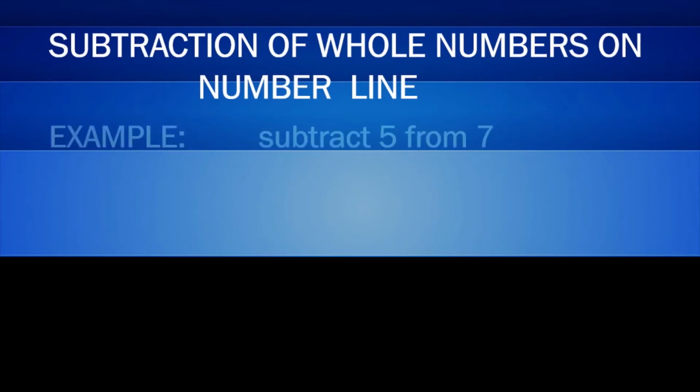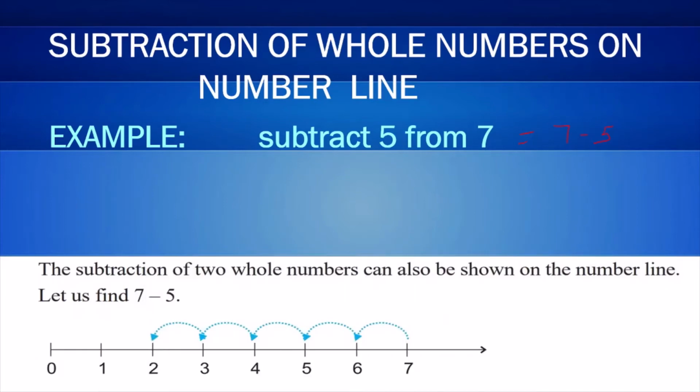Let us now take subtraction of whole numbers on the number line. Let us take subtraction of 5 from 7. The question is to subtract 5 from 7, so it will be written as 7 minus 5. Let's see this on the number line. Here we place the number line, all the points equally spaced. First of all, we go from 0 to 7 because the first number is 7.